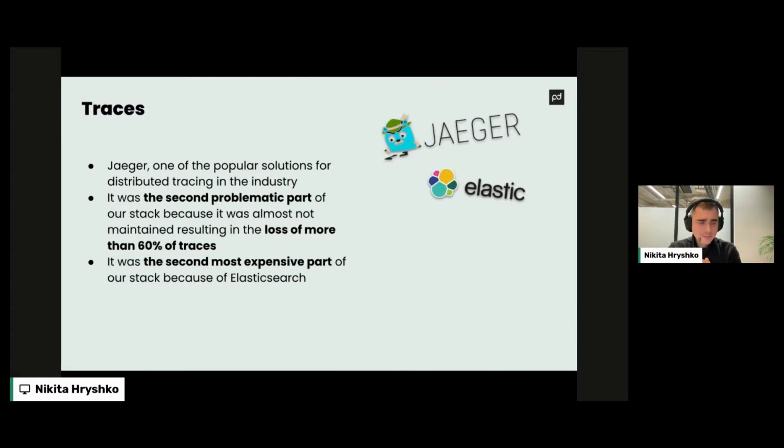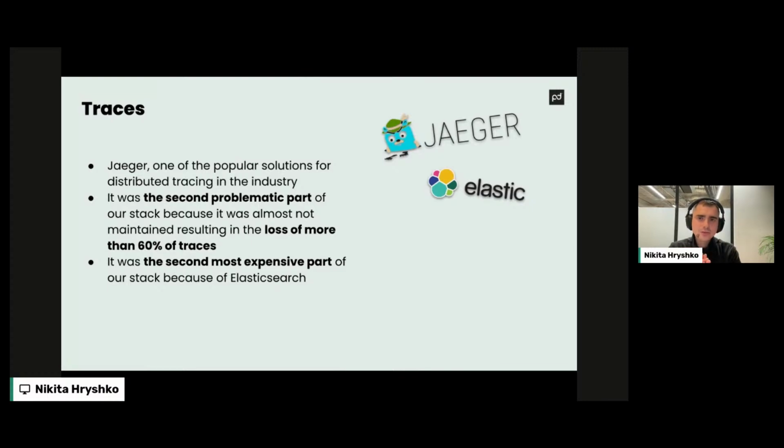And traces. If I'm not wrong, nearly 3 years ago, we introduced distributed tracing with Jaeger. And initially, it worked seamlessly, offering our engineers a clean picture of communication between our services. However, over time, it became the second problematic part, as it was nearly neglected in terms of maintenance, resulting in the loss of more than 60% of all traces.